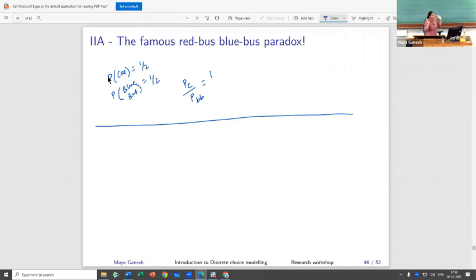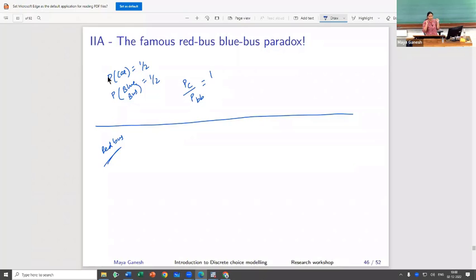And for this ratio to hold, the only probabilities that satisfy it are if car, blue bus and red bus all become 1/3, because only then will the ratio of car to blue bus remain 1. So your logit will predict the probabilities as 1/3. But in real life, what would you expect? You would expect that the probability of taking a car should remain the same, because when a new bus is introduced which is exactly like the old bus, we would expect the original probability of taking the bus to split.